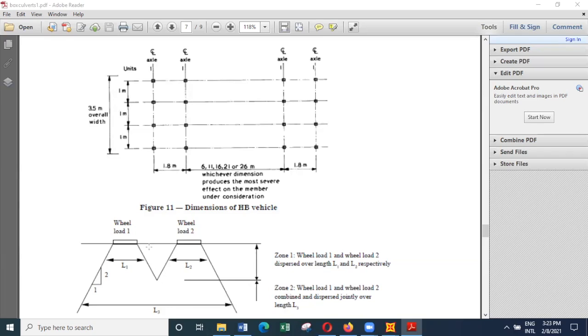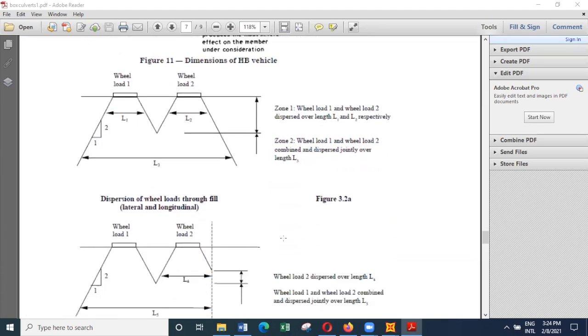And if the loads are overlapping, what we do is we calculate this load and this load, and then add them up and divide it by this width. And here we are not going to say, because of overlapping, you are going to get a higher stress there.